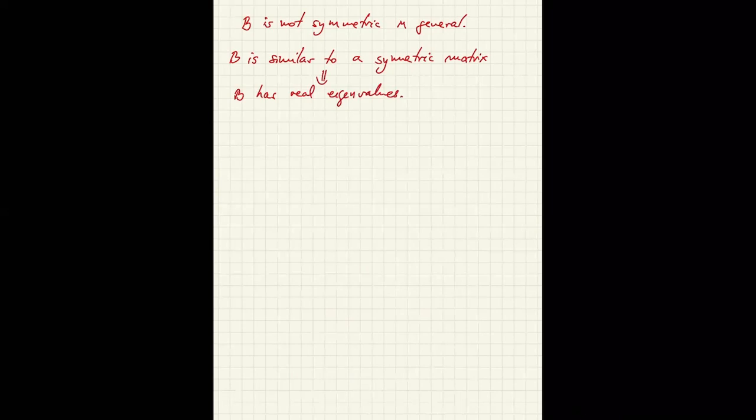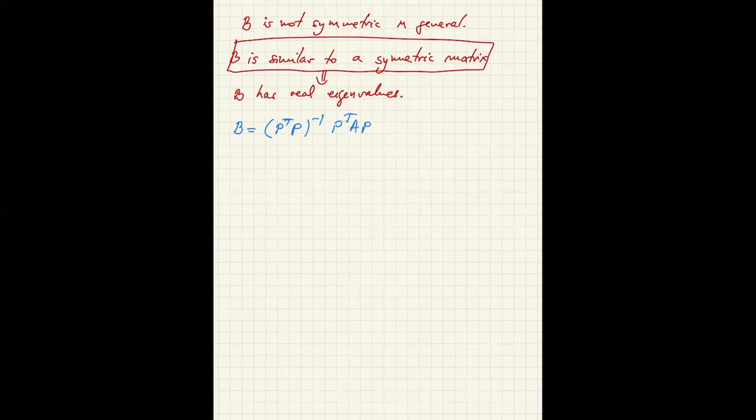Now, how do you show that B is similar to a symmetric matrix? Well, it follows from the previous result. B was K inverse times P transpose AP. Let me call P transpose P by K, and let me call P transpose AP by M. This matrix M is symmetric. So what we have is that B equals K inverse times M.